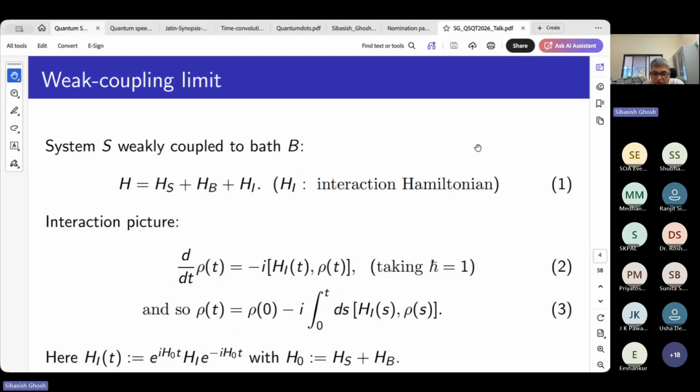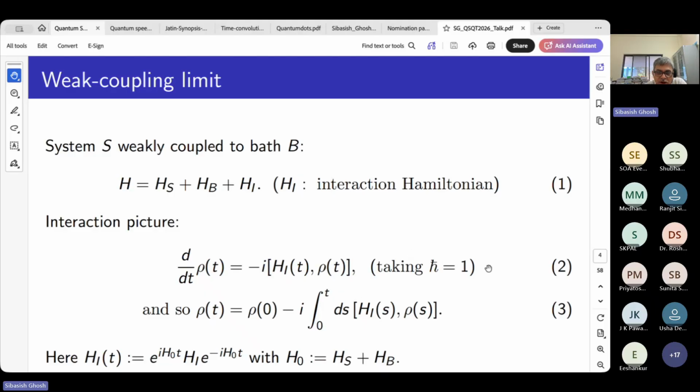When we talk about the GKSL master equation, the interaction is really weak, something like ultra weak. The total Hamiltonian of system plus bath is H_S, the system Hamiltonian, H_B, the bath Hamiltonian, and H_I, the interaction Hamiltonian. Now if I write down the Schrodinger equation for system plus bath together, which is considered to be a closed system, then the density matrix of system plus bath is rho t, and the Schrodinger equation is d/dt of rho t equals minus i times the commutator of H_I(t) and rho t.